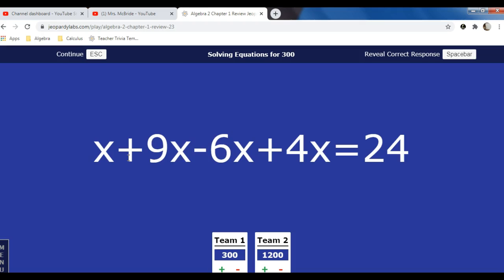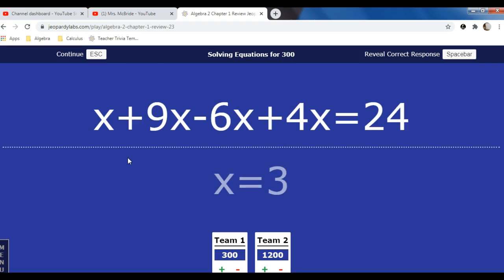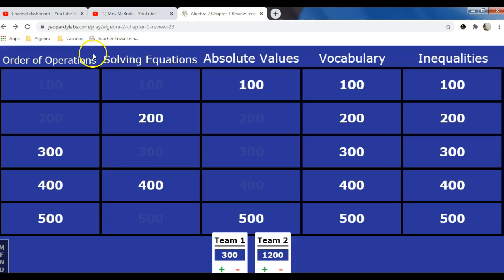That is correct. Okay, so all you had to do is combine like terms on the left. So x plus 9 is 10. 10 minus 6 is 4. 4 plus 4 is 8. So you got 8x equals 24. Divide both sides by 8, and you got 3. Okay, next two.